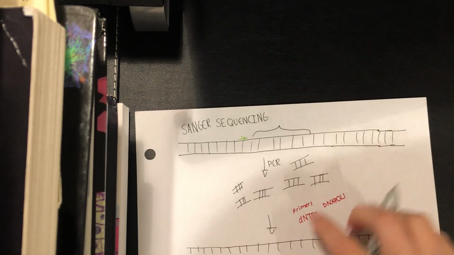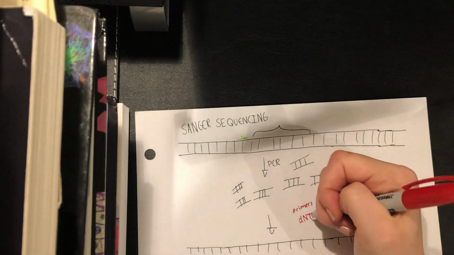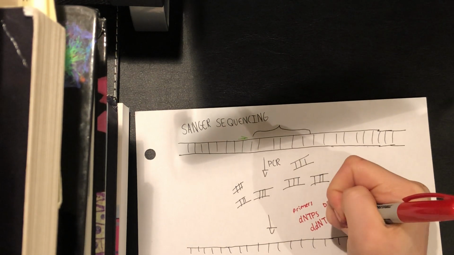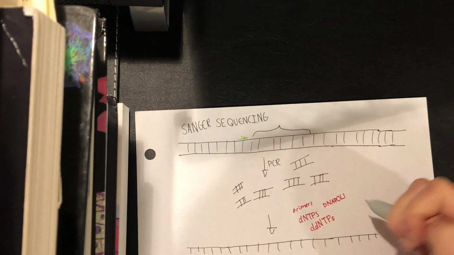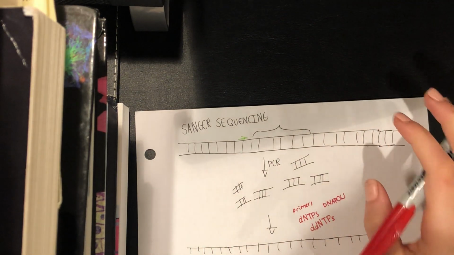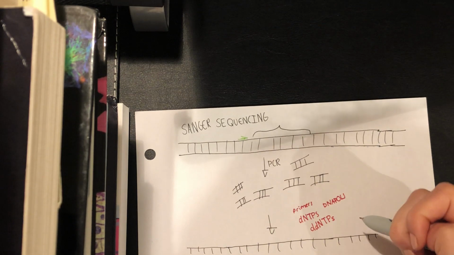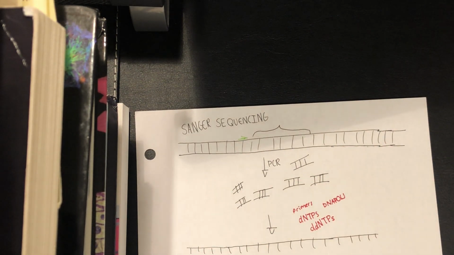Except we don't only add regular nucleotides to this reaction mixture. We also add these nucleotides known as ddNTPs. And what these ddNTPs do is they're going to stop DNA synthesis. So wherever a ddNTP is placed, DNA synthesis from that point on no longer occurs.